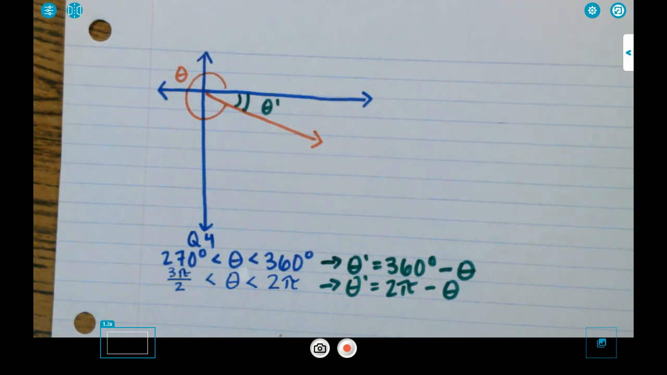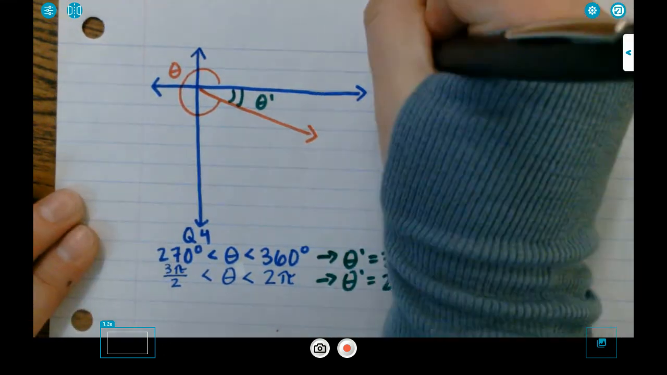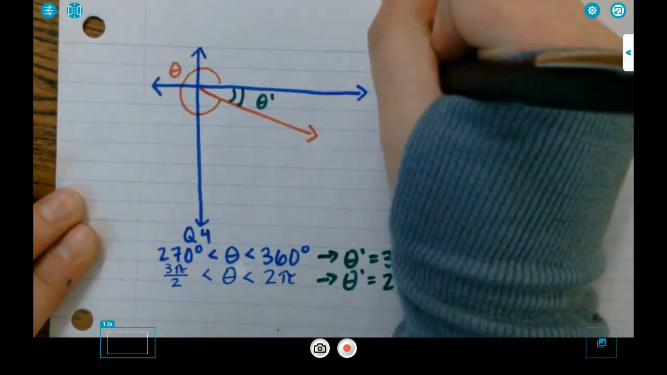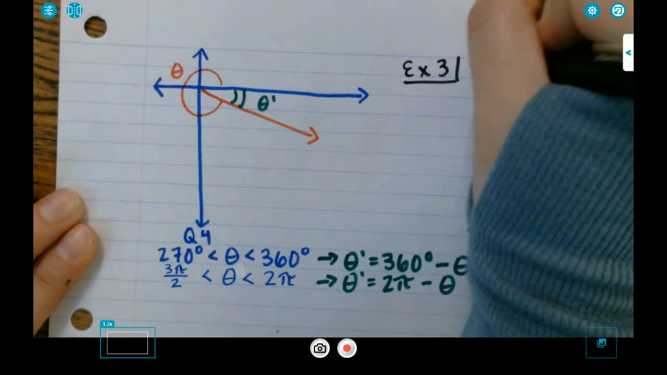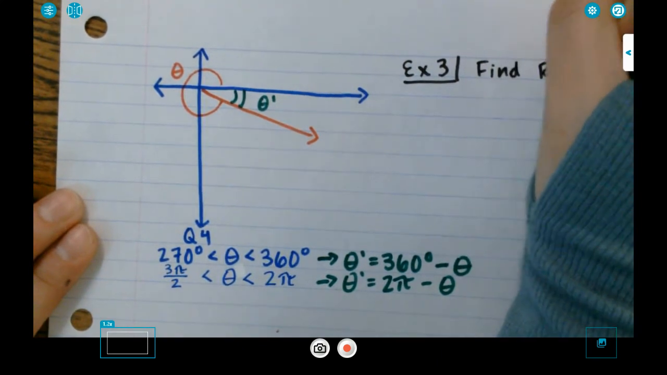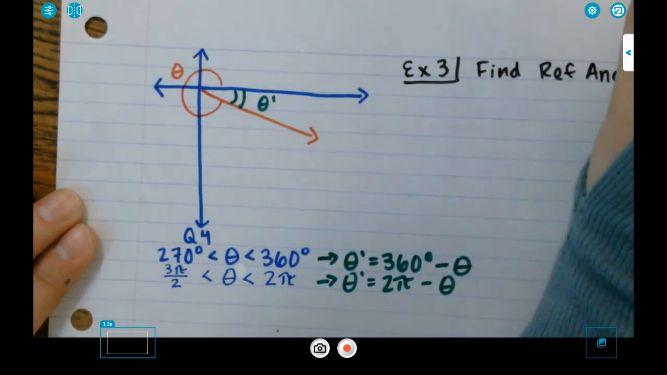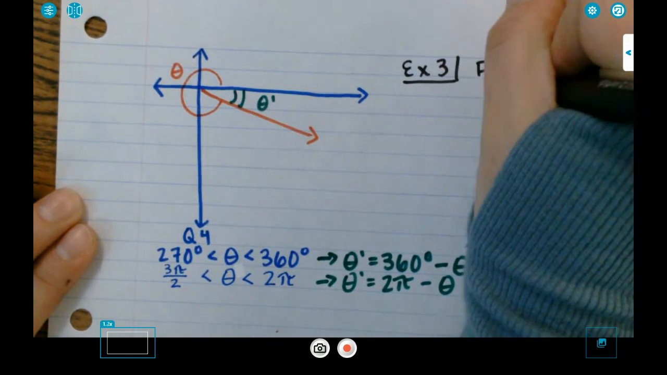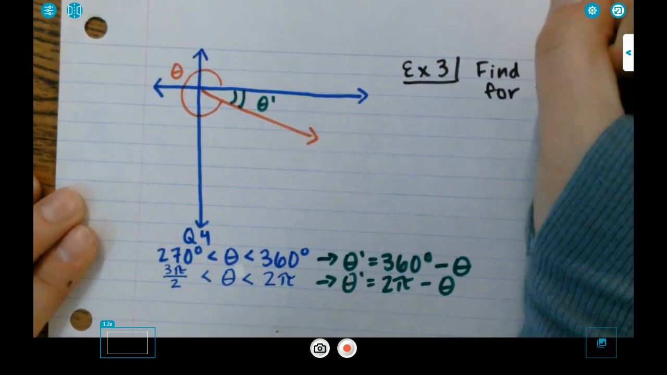Okay, we're going to do an example of this one, and then we're going to do one example where it's a coterminal angle, and you guys will have a little bit of time to work today, but again, remember I'm giving you a work day on Wednesday. So, example number 3, we're going to find a reference angle for 345.